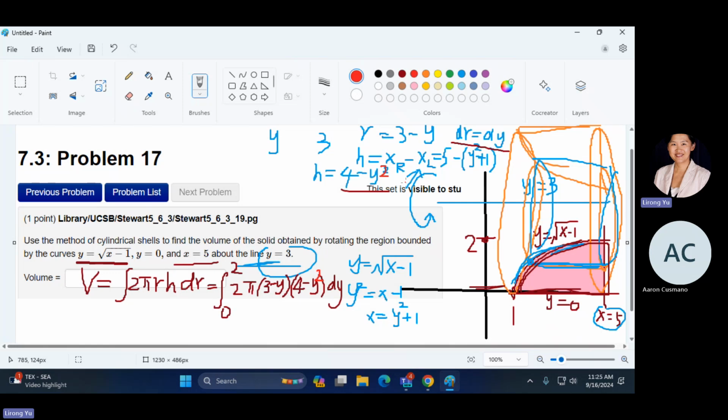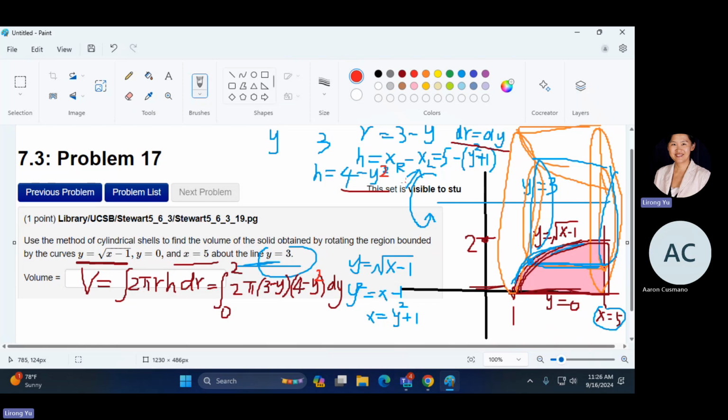Any other questions? So this is question 17. It takes practice. I understand that for all the volume calculations, every question has its own scenario. What was the outside function? What was the axis of rotation? What was the upper boundary, lower boundary? So they're all different types of questions. That's why the integration is different, and we have to look at them case by case.